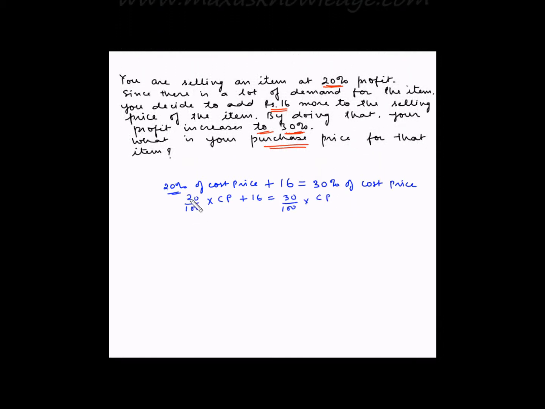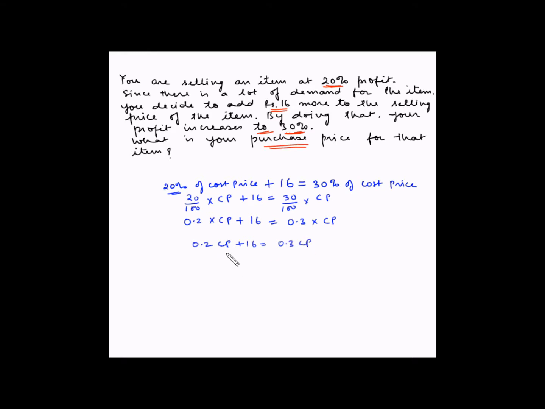So we'll divide 20 by 100. There are two zeros here, so we can put decimals at two places starting from the right moving towards the left. So this is 0.2 multiplied by cost price plus 16 is equal to 0.3 multiplied by cost price, or 0.2 CP plus 16 is equal to 0.3 CP.